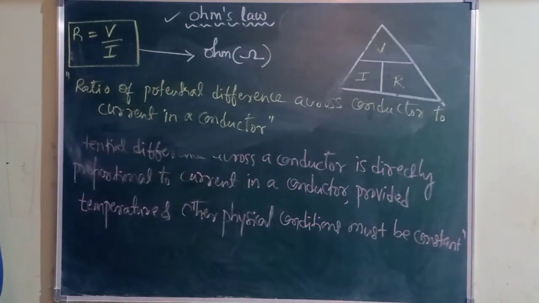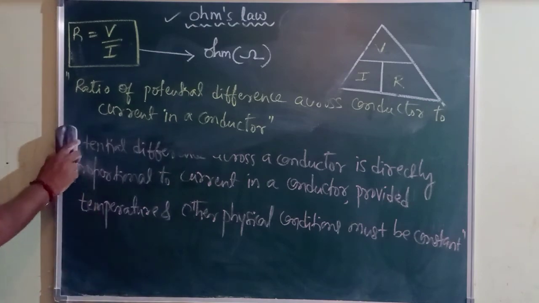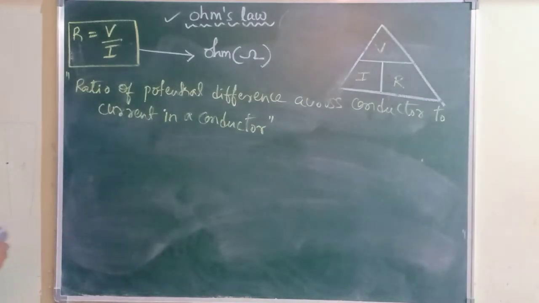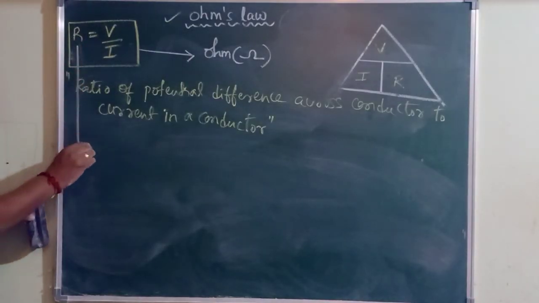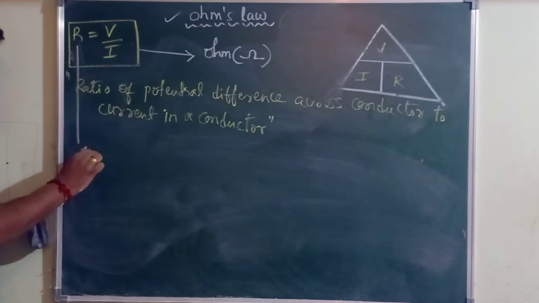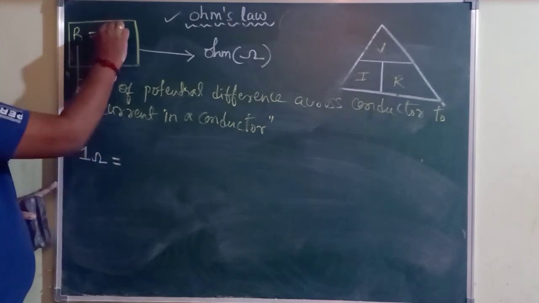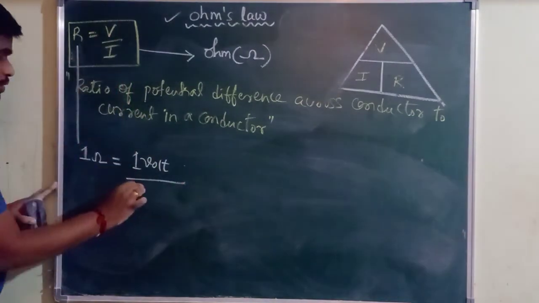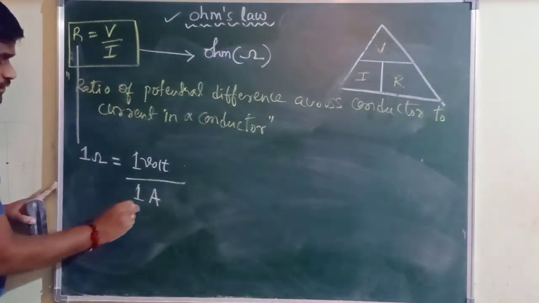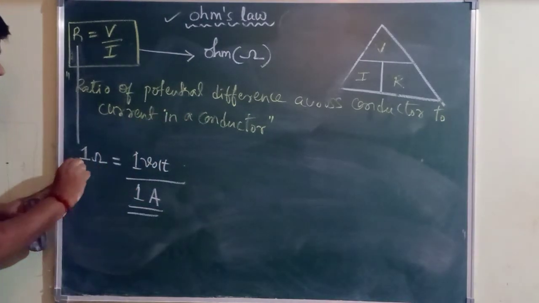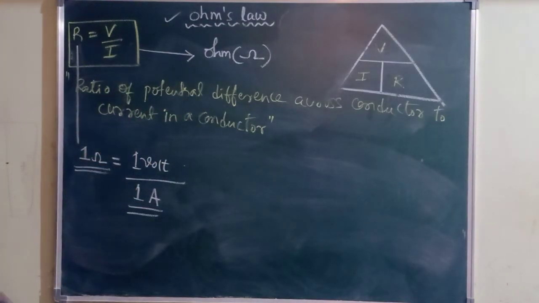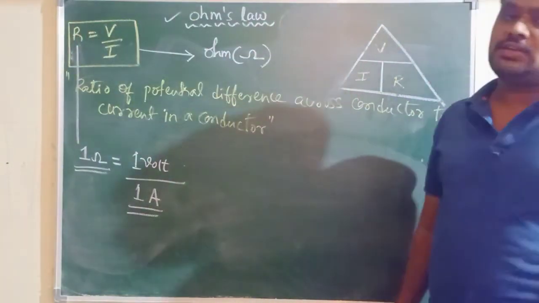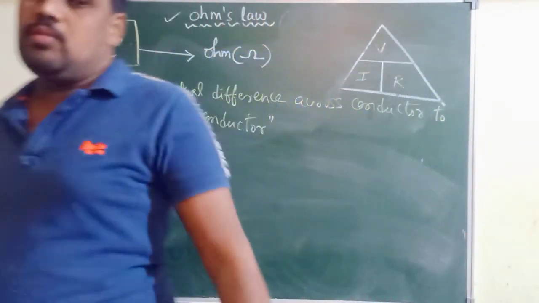Ohm. Resistance is ohm. When the resistance of a conductor is said to be 1 ohm, what is the meaning of 1 ohm of resistance? R is equals to 1 ohm, provided V should be 1 volt and I should be 1 ampere. If I is 1 ampere, V is 1 volt, then resistance is 1 ohm. Then what is the meaning of 1 ohm of resistance?